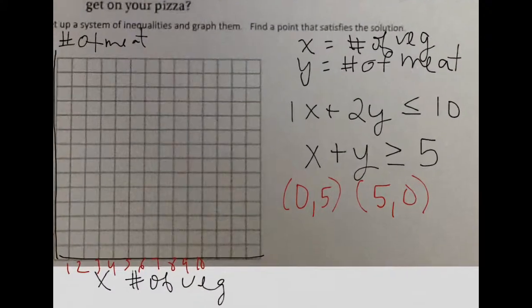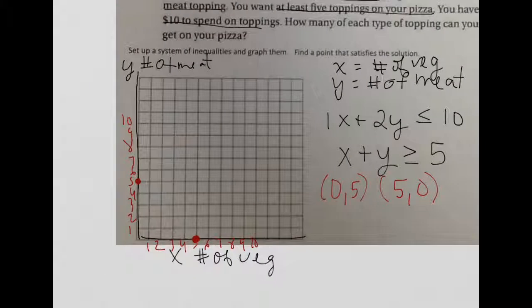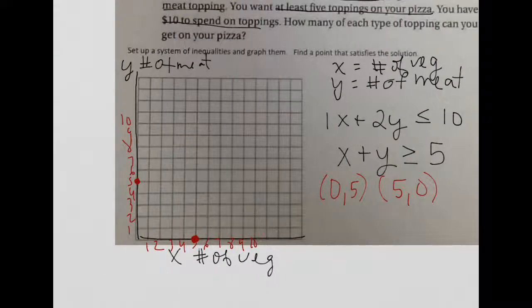I'm going to zoom in a little bit here. Okay, so I'm plotting 0, 5 and 5, 0. What type of line is it? Because it says greater than or equal to, that means it's a solid line. And how do I shade? Above. So let's connect these two, and I'm shading above.